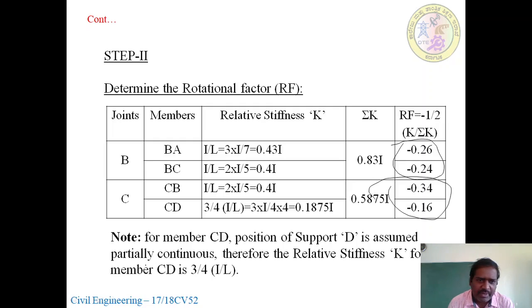Here there will be a note. For member CD, the support D is assumed to be partially continuous. Therefore, the relative stiffness K for the member CD is 3 by 4 I by L. It's very important: 3 by 4 I by L.